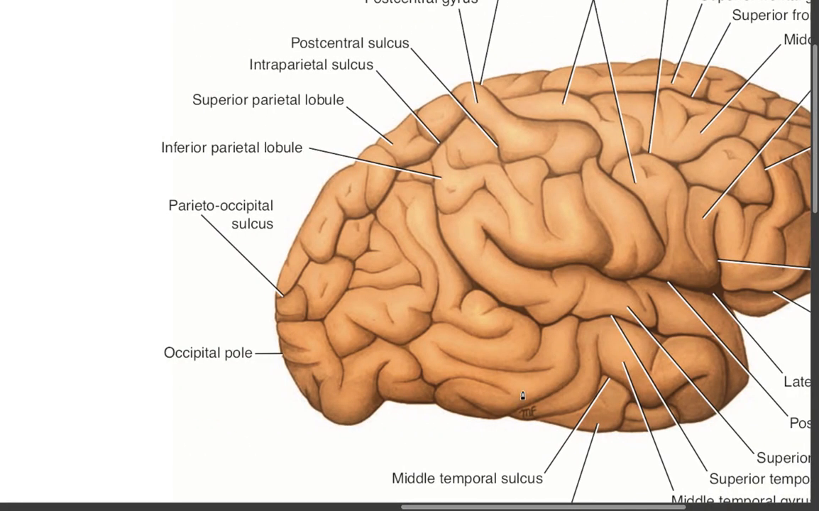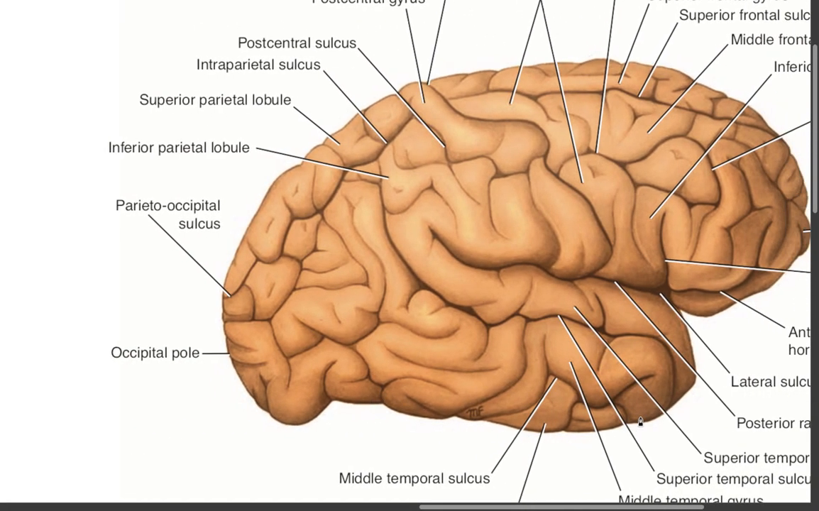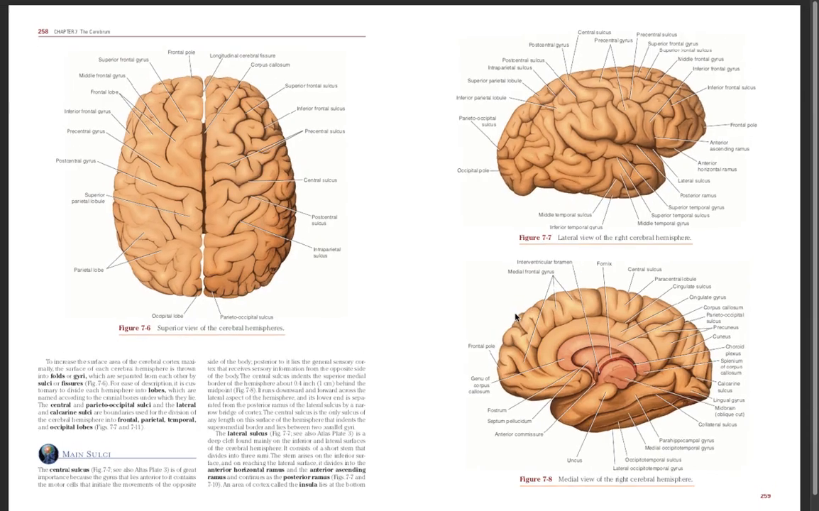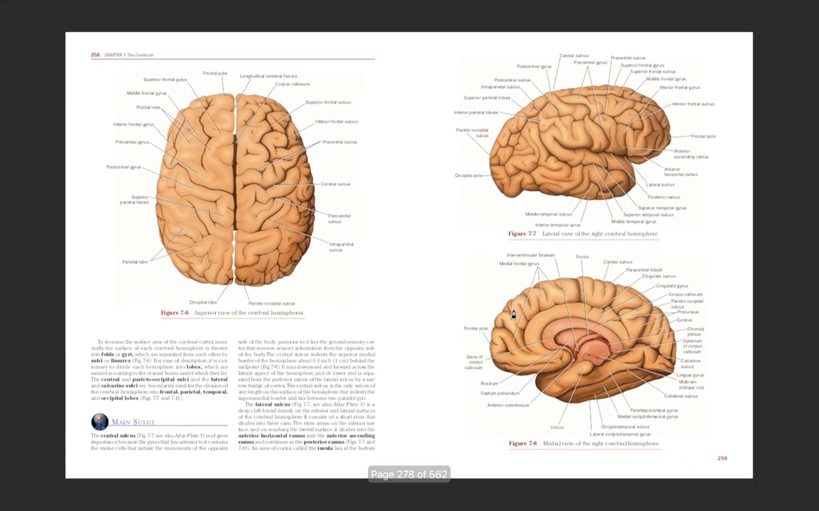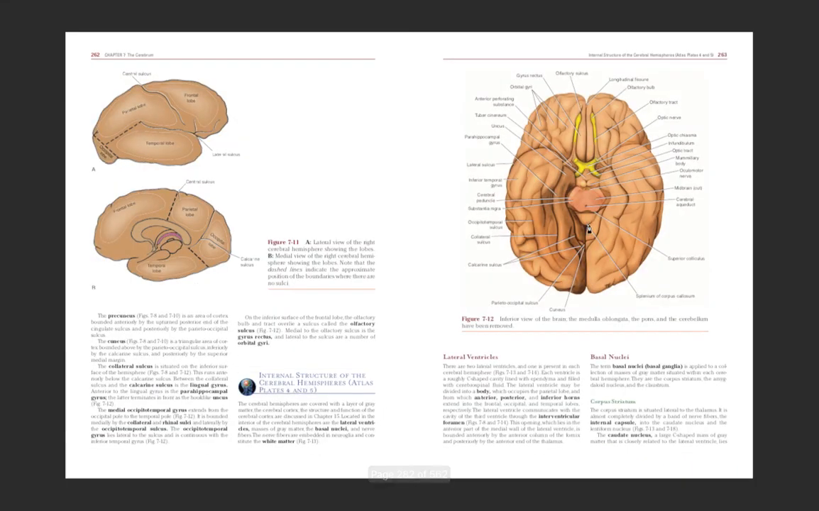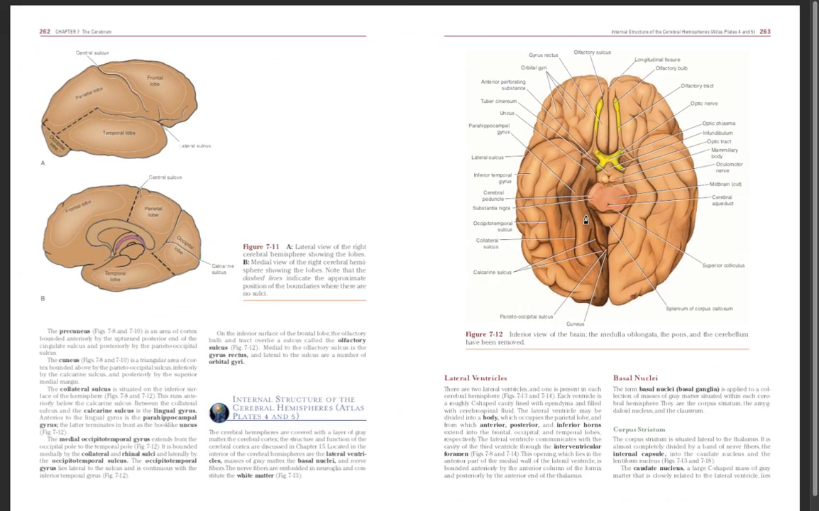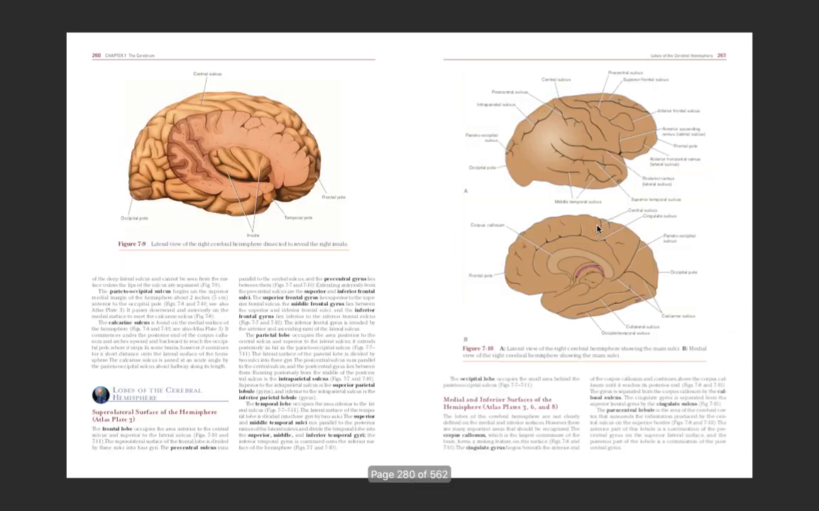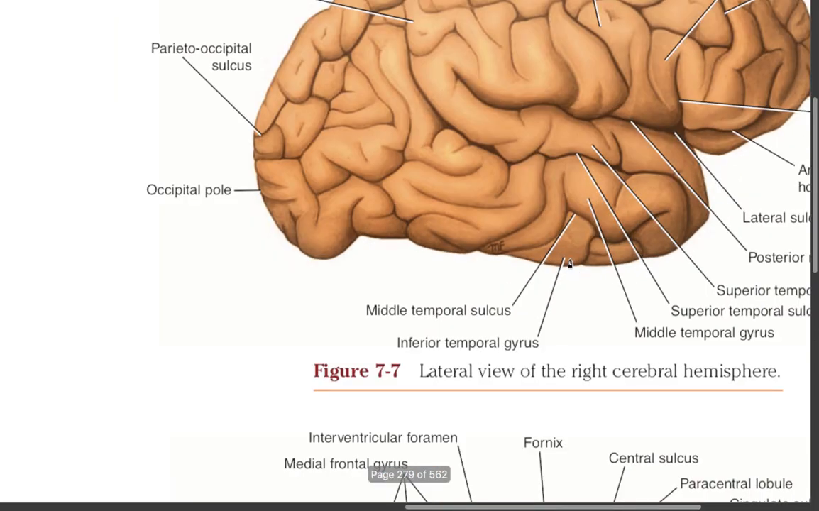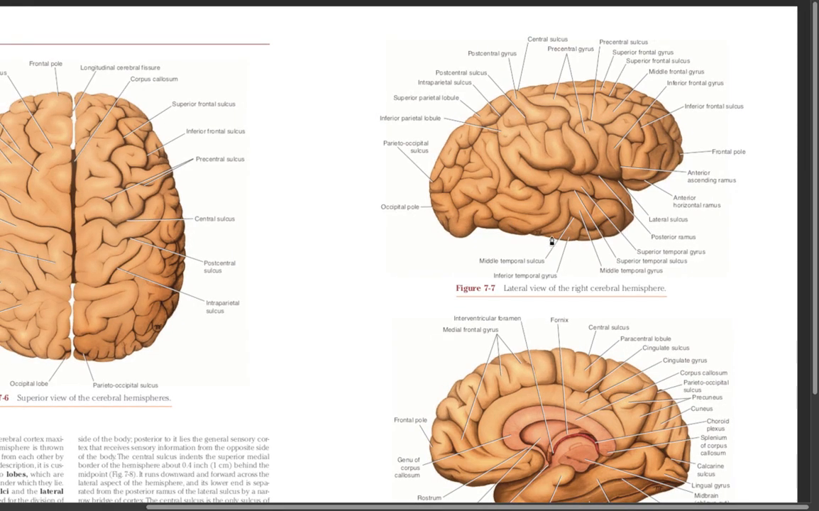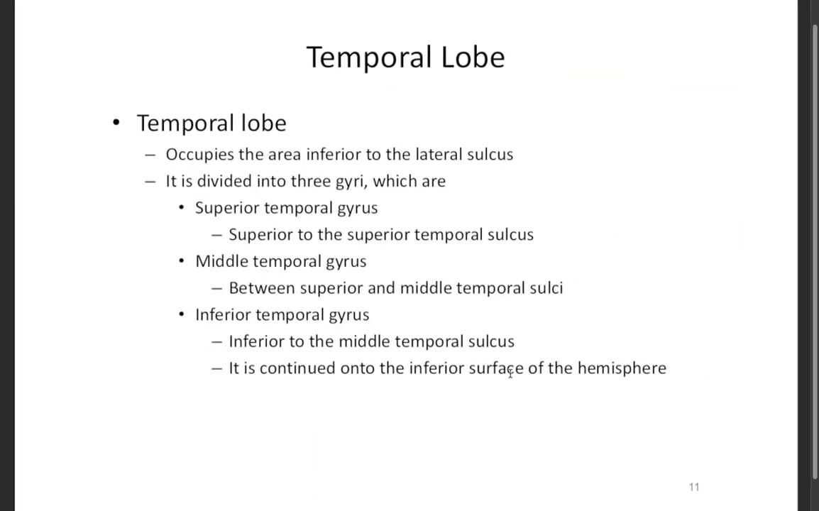If you observe this picture, this is the inferior surface of the hemisphere, as if you are looking from another side. This is the inferior surface of it. And if we notice, this is the temporal lobe here, and we can see that the inferior temporal gyrus is connected to the inferior portion of the cerebral hemisphere. Again, this is the inferior temporal gyrus connecting to the inferior part of the cerebral hemisphere, as mentioned here.